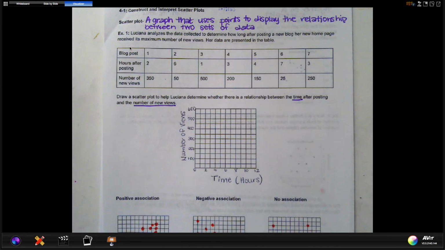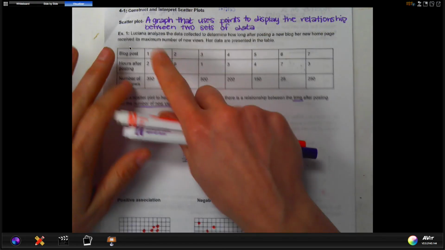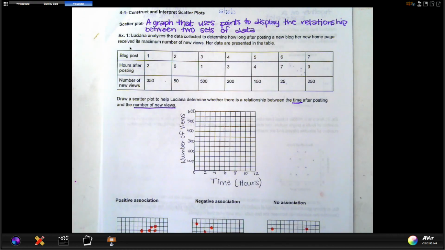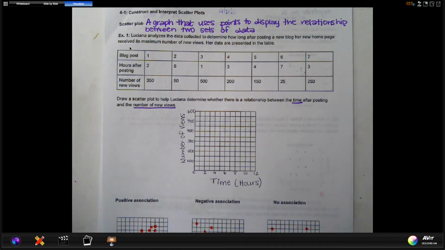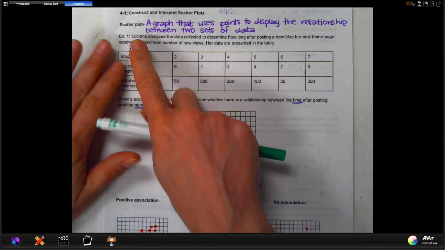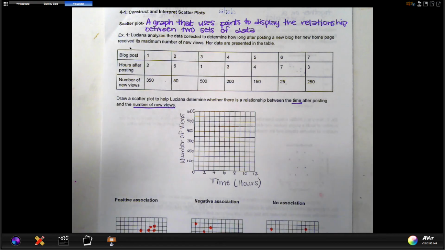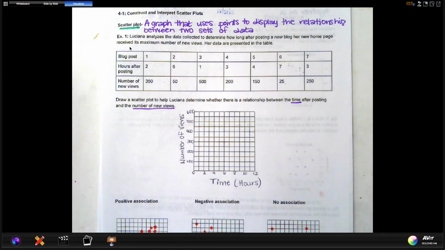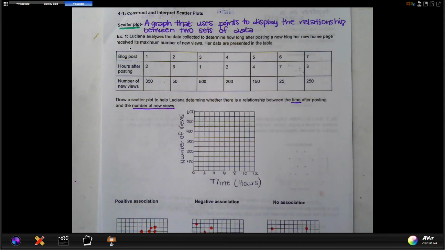And we are going to do the first part of 4-1, and that is going to be to construct and a little bit of interpretation of scatter plots. Okay, so the first thing that we need to point out is what is a scatter plot? So a scatter plot is a graph that uses points to display the relationship between two sets of data. And by points, we mean ordered pairs. Okay, and so I have an example below.